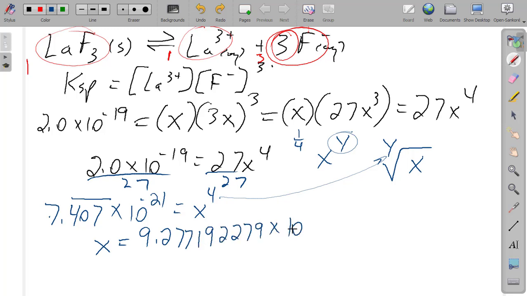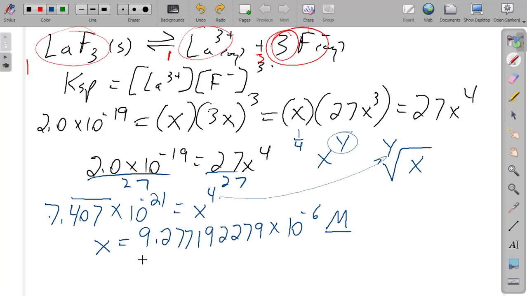9.277192279 times 10 to the minus 6th. And again, you have to remember in this context, we solved for a concentration, so you have to remember to put molar on the end of it. It will be wrong if you don't put it there.